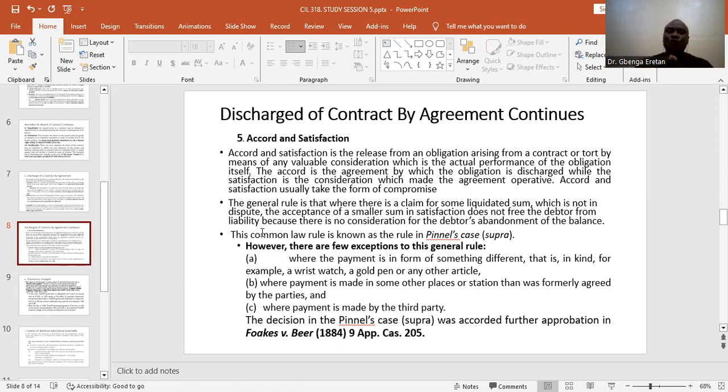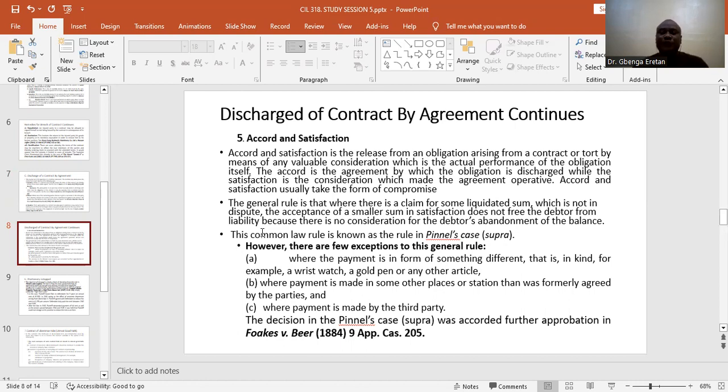Under the general rule, we are also subject to the law of England, which is the law of the Commonwealth of Nations. Under the general rule, when you pay a liquidated sum of money, and what is a liquidated sum of money? A specified sum of money. When you pay a specified sum of money which is lower than the original amount you are owing, the law says that you are bound to pay the balance, except you furnish a consideration for not paying the balance. That was the common law rule. However, there are exceptions, where when you pay a lower amount, you will not be compelled to pay the balance of that amount.